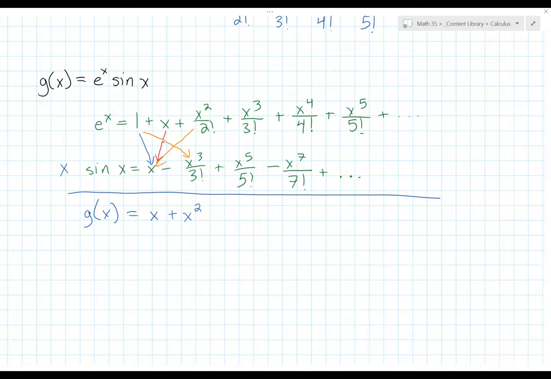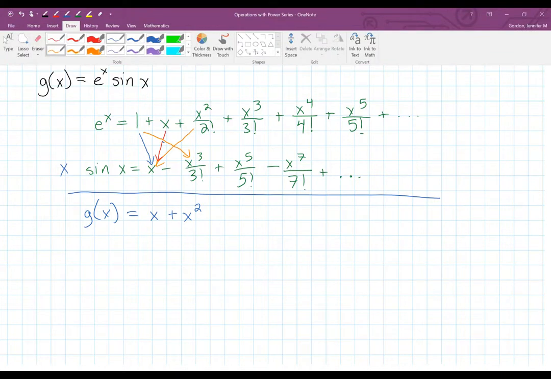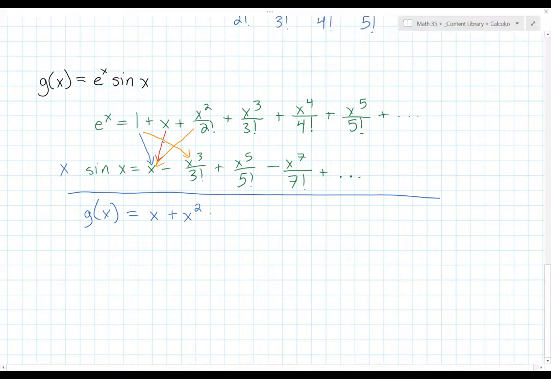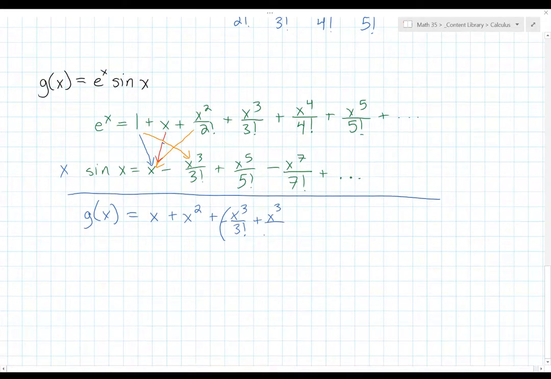Have a quick look. It could come from the constant in e to the power of x times a quadratic in sine x, but there isn't one. It could come from the cube in e to the power of x being multiplied by a constant in sine x, but there isn't one. So these are the only two places that a cubic term can come from. So my cubic term comes from 1 times negative x cubed over 3 factorial, so that's going to be negative x cubed over 3 factorial. And it comes from x squared over 2 factorial times x, so that's x cubed over 2 factorial.